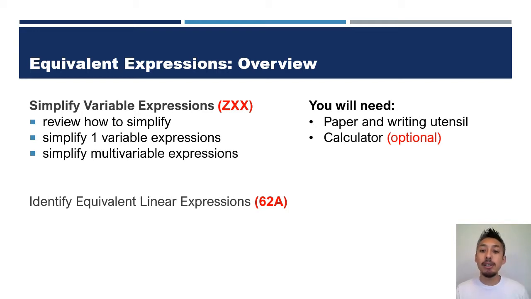For this lesson, you will need paper and a writing utensil. As always, I will be asking you to complete some practice problems during this lesson. Calculators are optional. The most that you will need them for is to do some basic addition and subtraction with positive and negative numbers. If you can do that in your head, that'll be better. However, if you feel like you really need it just to speed up your process, that's totally fine. You can use a calculator.